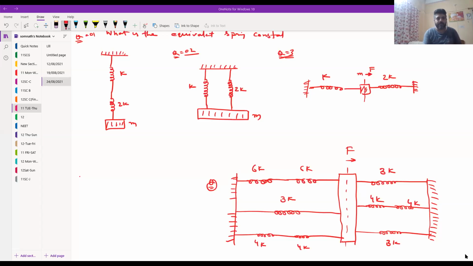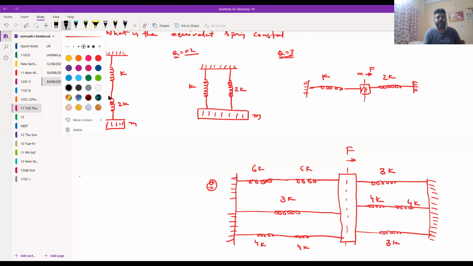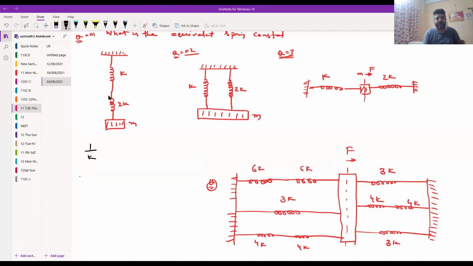So the first one, what is the answer? Anyone please tell me. Pragya, go ahead. 1 by K equivalent equals 1 by K plus 1 by 2K, which is 2 plus 1. Sir, K equivalent is 2K by 3. Very good. What is this one? K equivalent, sir, is 3K. K plus 2K, 3K. Very good.